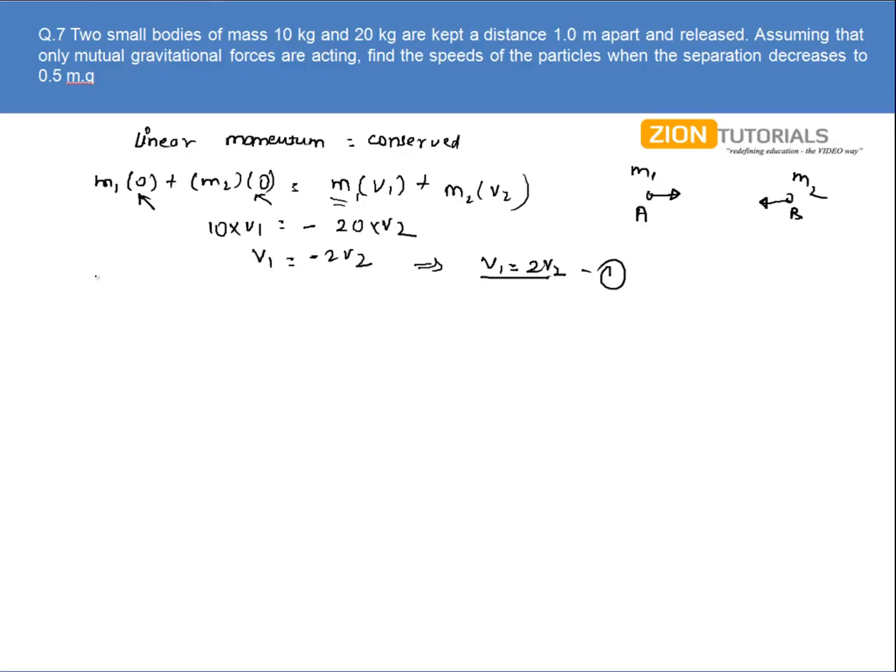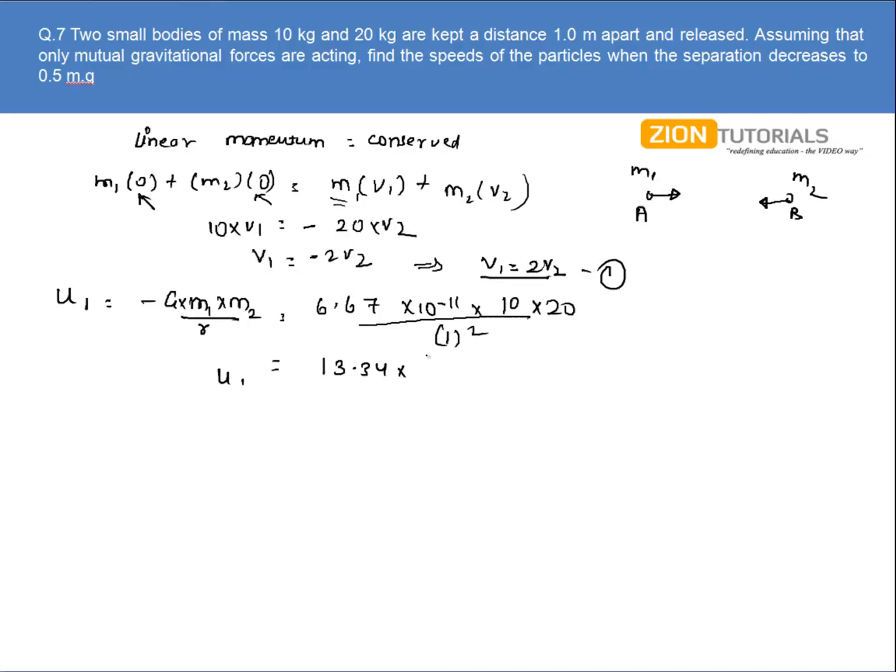Okay, now initially there will be some gravitational potential energy. Fine. The gravitational potential energy, let it be U1, will be given by minus G m1 m2 by r. Substitute the value of G, 6.67 into 10 to the power minus 11, into 10 into 20, and the distance between them initially is 1 meter square. So initial potential energy comes out as 13.34 into 10 to the power minus 9 joules with a negative sign.